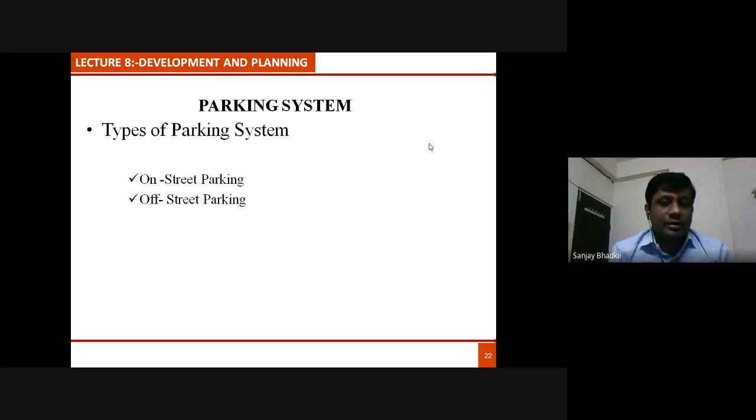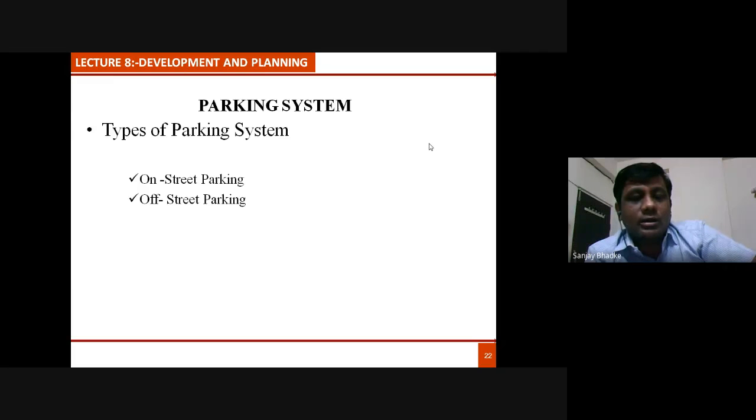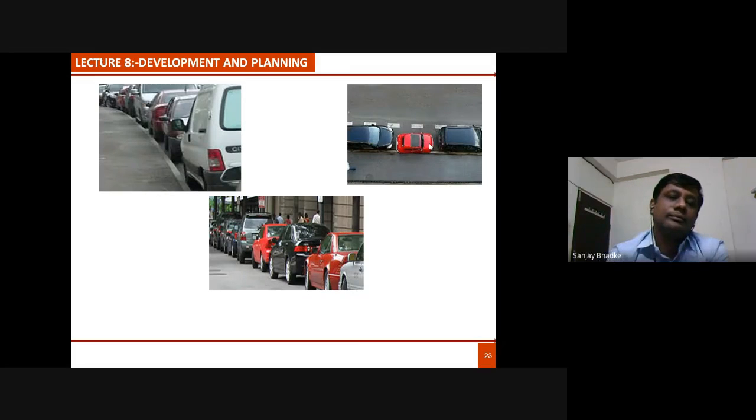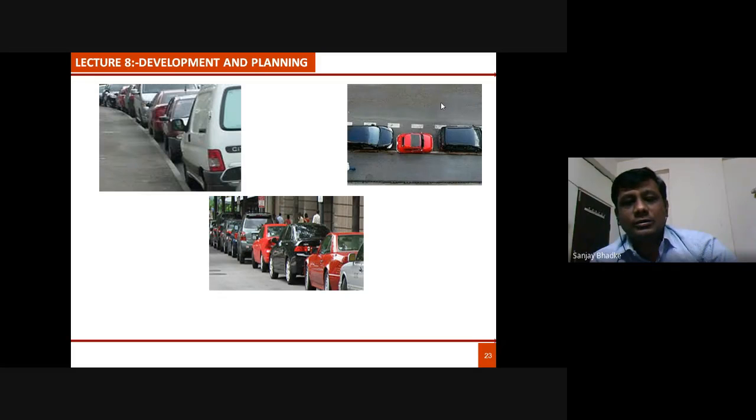The parking which we do on the road is called on-street parking, and the parking which we do outside the road or on free space is called off-street parking. Here you can see in the picture the various configurations through which the parking has been shown. So these all are called road parking. When various vehicles are parked on the road, it is called road parking.